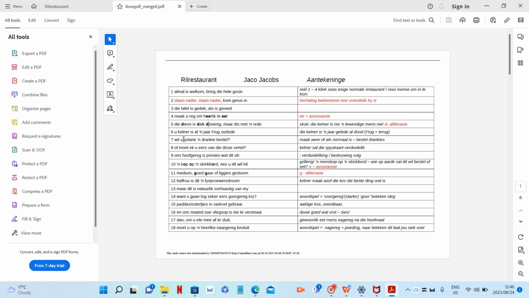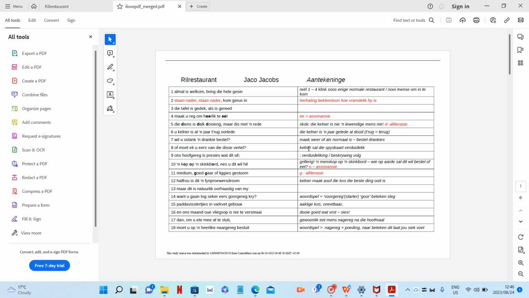U kelner is al 'n jaar terug oorlede. So instead of the normal writing of terug, they wrote it without the E. They left out the E. So the waiter has died a year ago. Wil u so lank 'n drankie bestel? Would you like to order a drink? So he's pretending like everything is normal, but we saw in the previous lines that the kelner is dood. The waiter is dead.